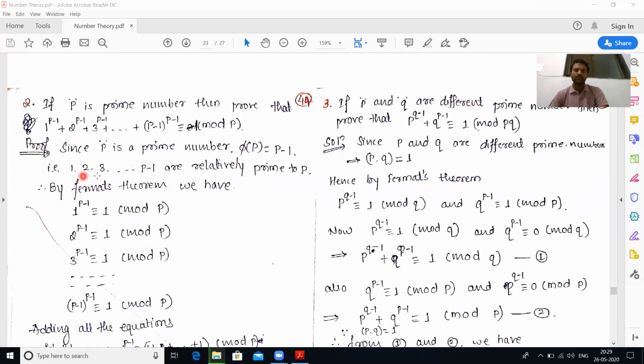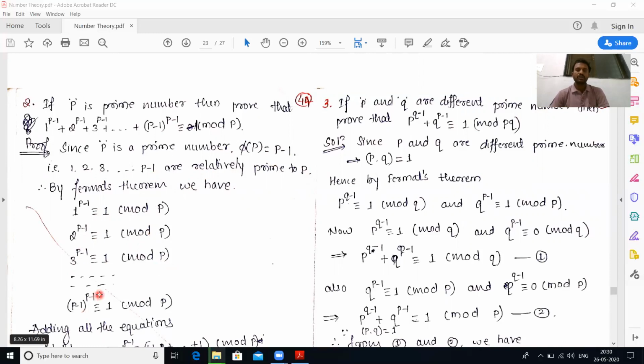That is, 1, 2, 3, and so on up to p − 1 are relatively prime to p. Then by Fermat's theorem, we have 1 raised to p − 1 is congruent to 1 mod p, 2 raised to p − 1 is congruent to 1 mod p, 3 raised to p − 1 is congruent to 1 mod p, and so on.